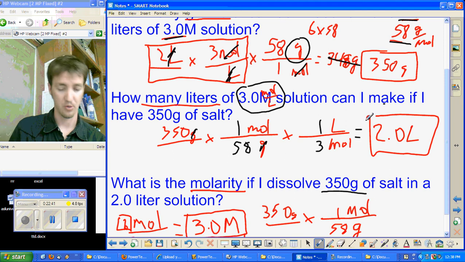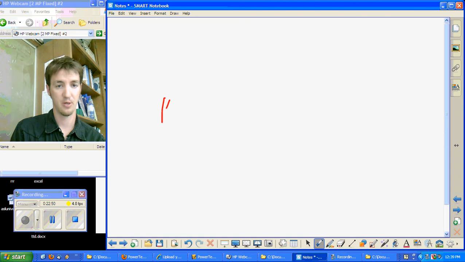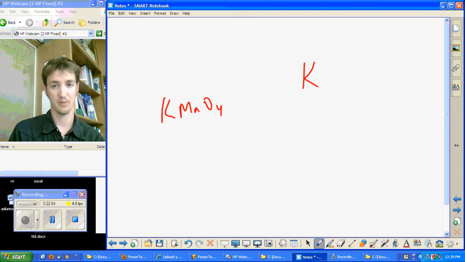Otherwise, make sure next time you come with the molar mass of all of those things calculated. For instance, if it's KMnO4, you have to find the mass of K plus the mass of Mn plus 4 times the mass of oxygen. So have those done.